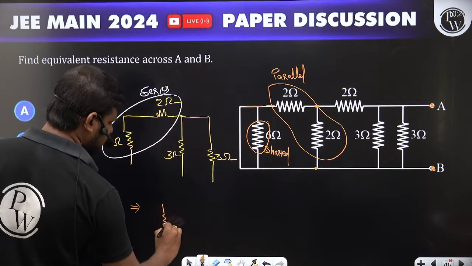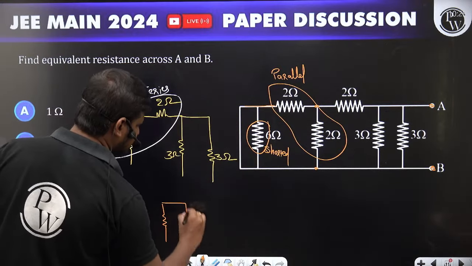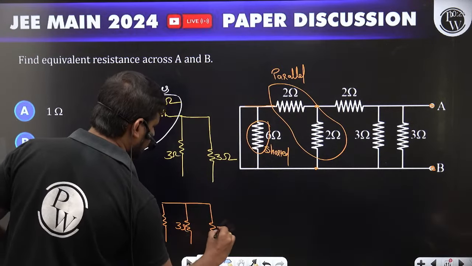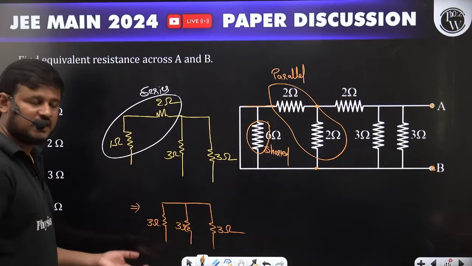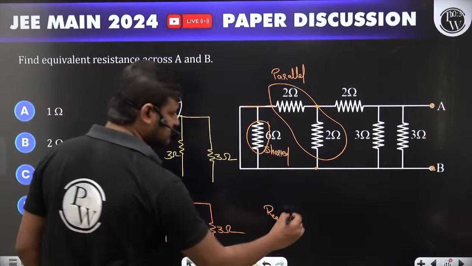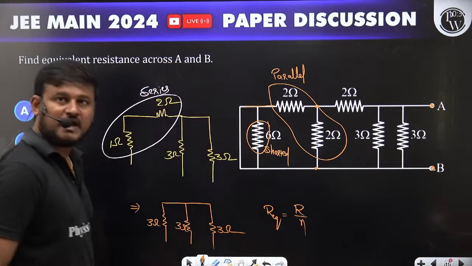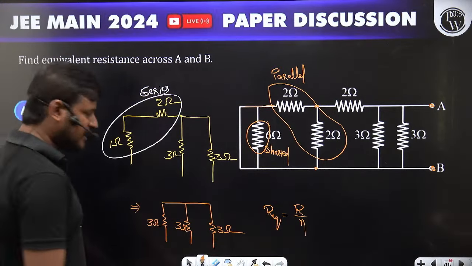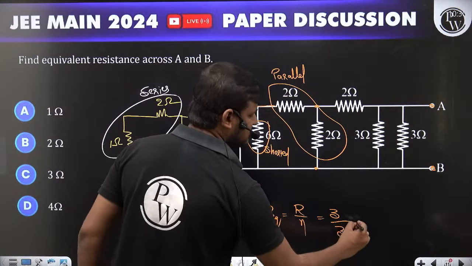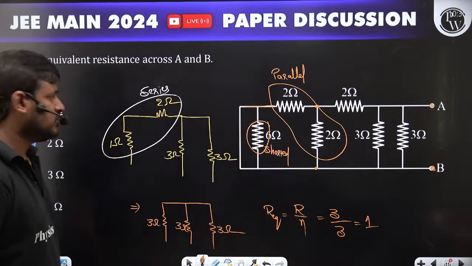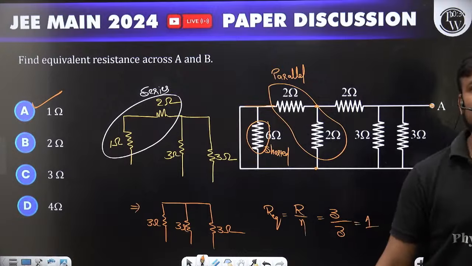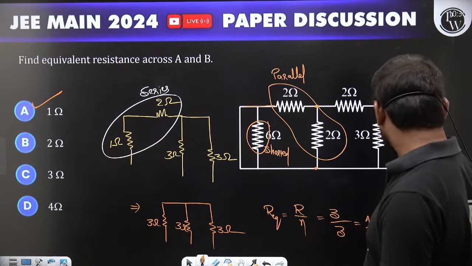So here a 3 ohm resistor will come, and here a 3 ohm resistor, and here one more 3 ohm resistor. So 3 ohm, 3 ohm, and 3 ohm. All these 3 ohms are in parallel. So the final R equivalent will be, if an equal number of resistors are in parallel combination, R by N. So what is the R? 3. How many resistors are in parallel? 3 resistors. So 3 by 3, 1 ohm. So the final answer will be 1 ohm. Clear? Done? Chal.